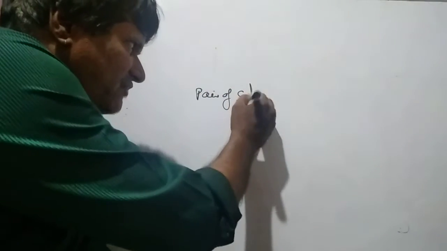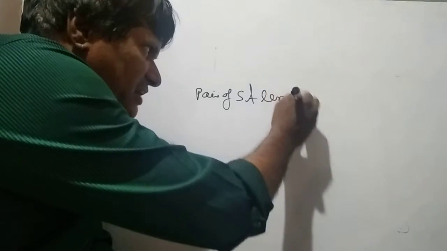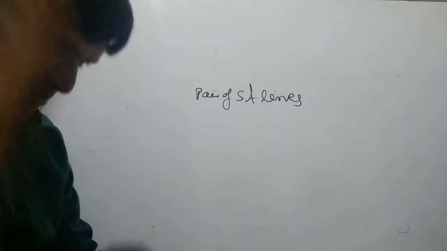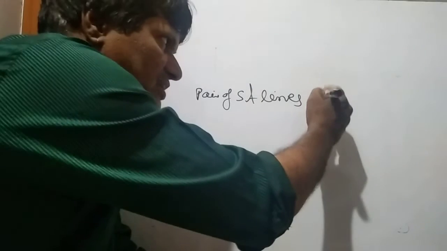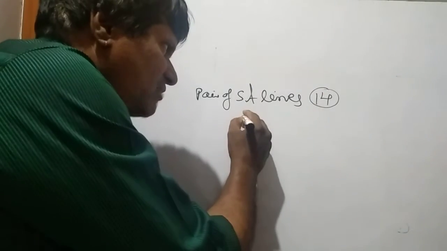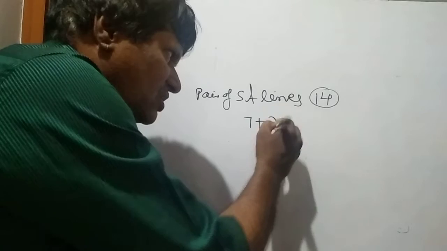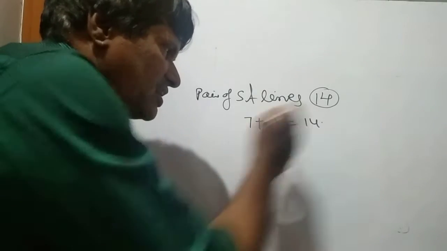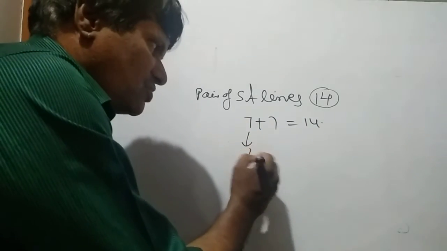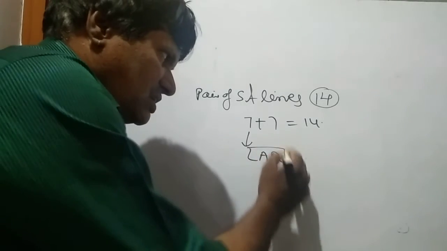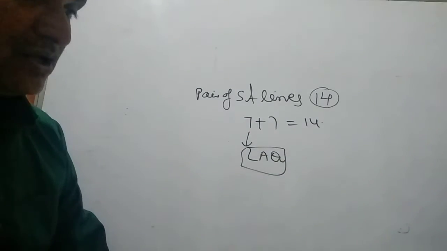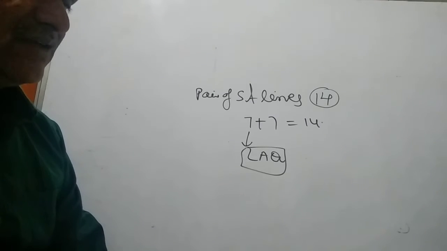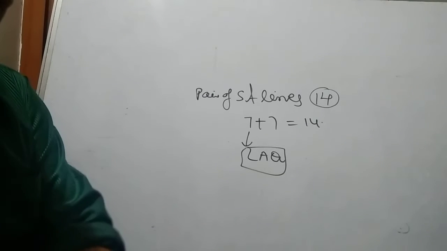For first year students, especially in pair of straight lines, the weightage is 14 marks. Two 7 marks questions will come, 7 plus 7 is equal to 14. Two LAQs, long answer questions, will come in this particular topic. This is a very important point.